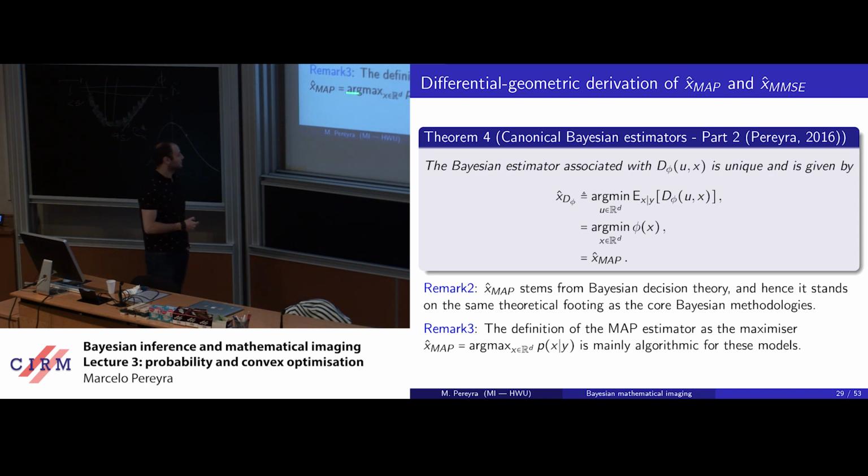And this highlights that this definition of the MAP estimator as the maximum is just algorithmic. When you're saying the MAP estimator is this, or the minimizer of phi, you're talking about the algorithmic approach to computing it. But that's not how your estimator is really defined. Bayesian estimators are defined as optimizers of expected losses. So that's a more appropriate definition.